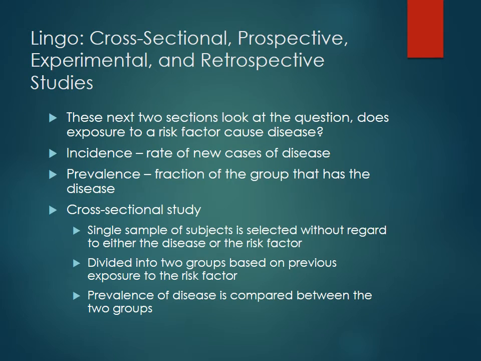So to get a little bit of the lingo down, the next two sections are going to be looking at the question, does an exposure to a risk factor cause disease or not? So that's a general question we're going to be looking at. We'll talk about incidence and prevalence more when we get to the epi section, but essentially incidence is the rate of new cases of disease popping up, and prevalence is the fraction of a group that has the disease. Prevalence is usually done as a snapshot. If I were to take a snapshot of you guys right now, like who has hypertension, that would be the prevalence of it, versus if I were looking in real time to see what the incidence of new cases of hypertension would be as we go forward, especially as the number of tests you're taking continues to increase.